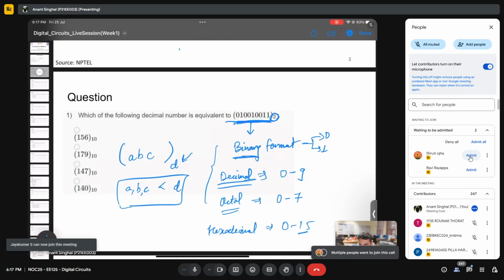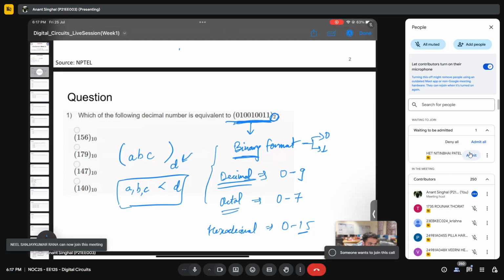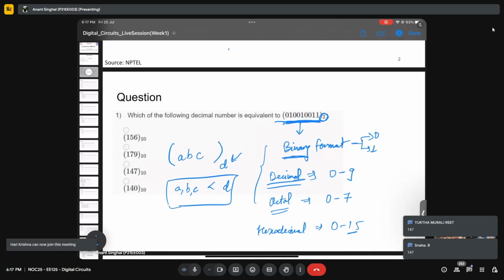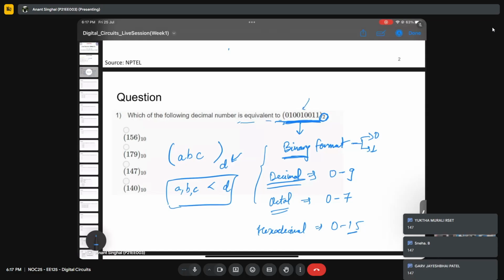Whosoever already knows the answer to this, you can always post your answer in the chat box, and we'll be covering this particular question side by side, and I hope you will be able to grasp all the problems. As the question says, which of the following decimal numbers is equivalent to this particular number. So let's start with that.